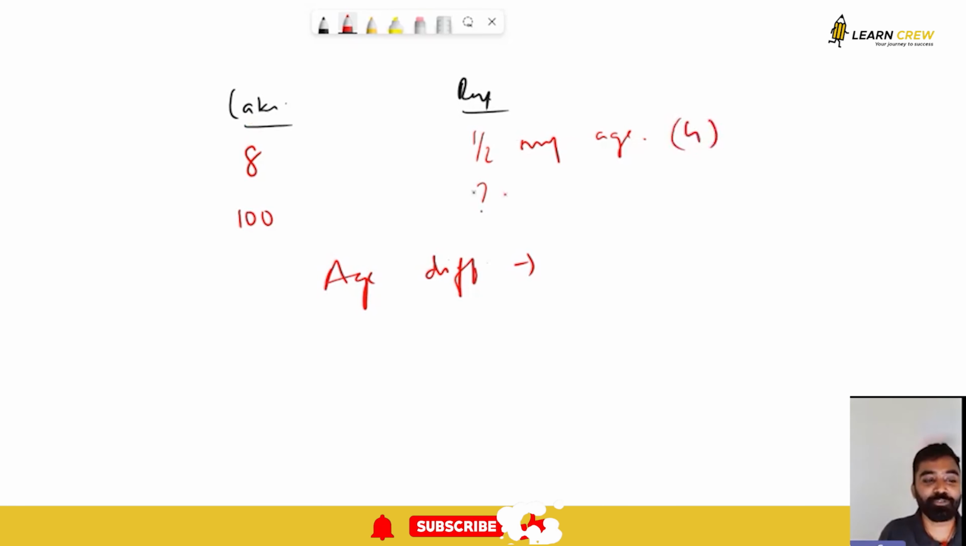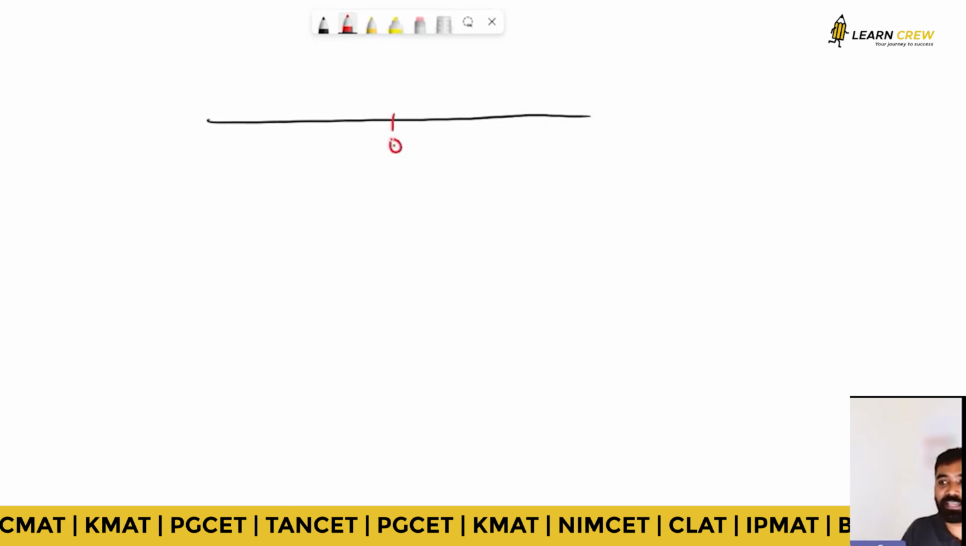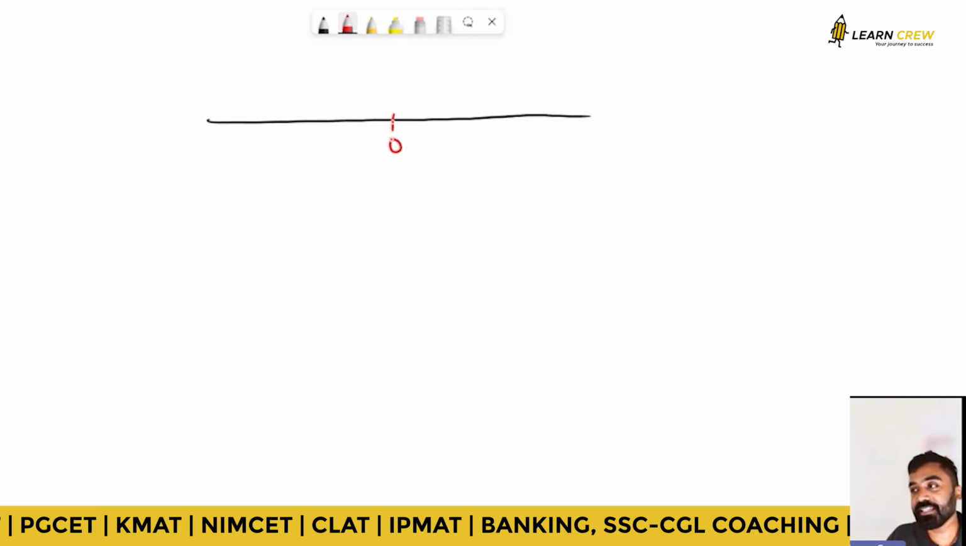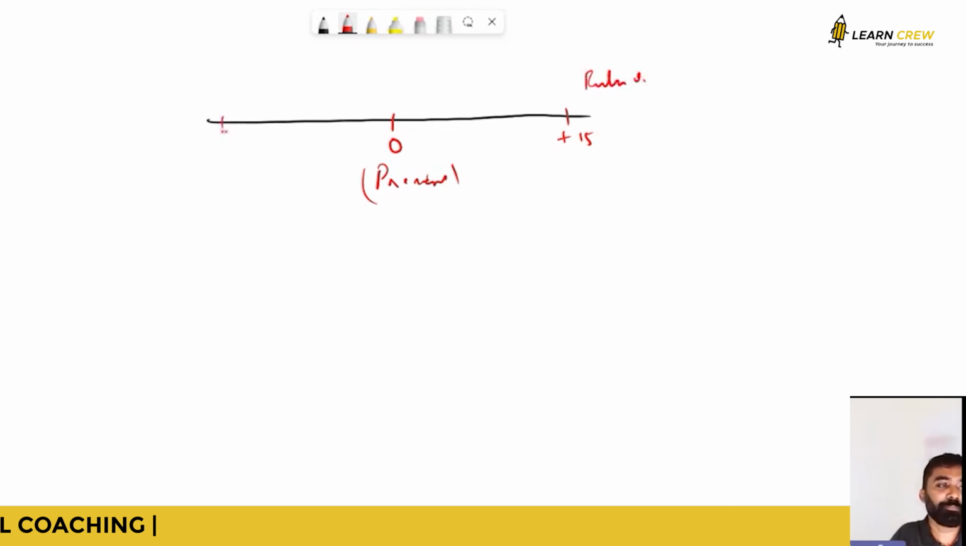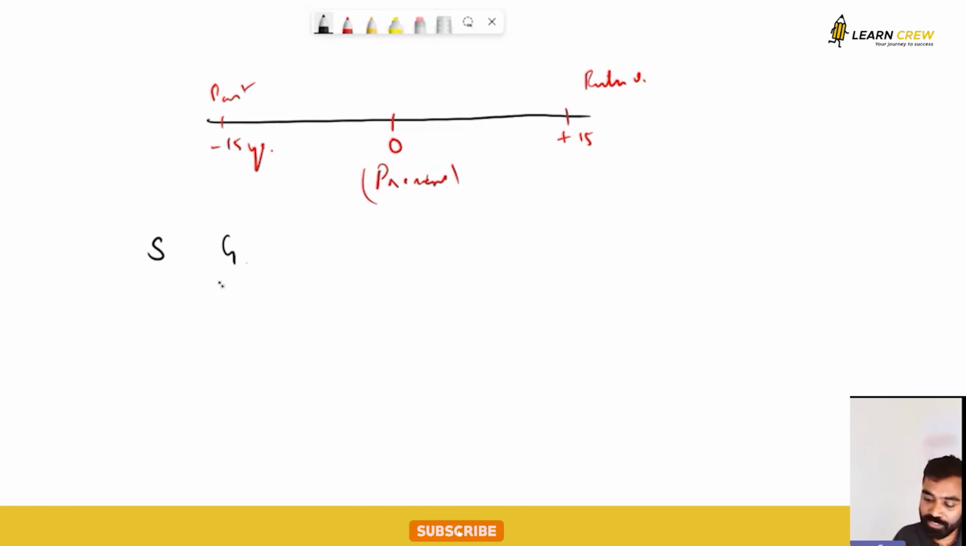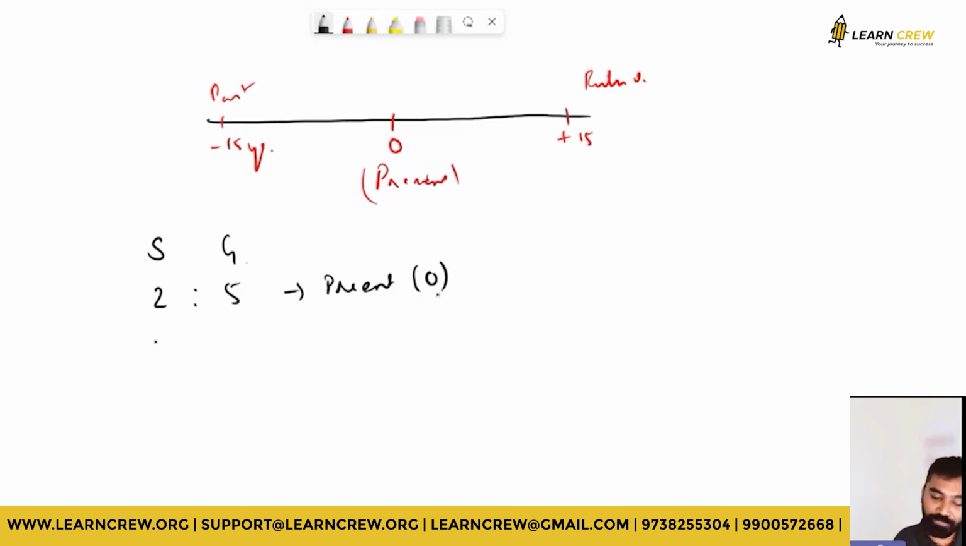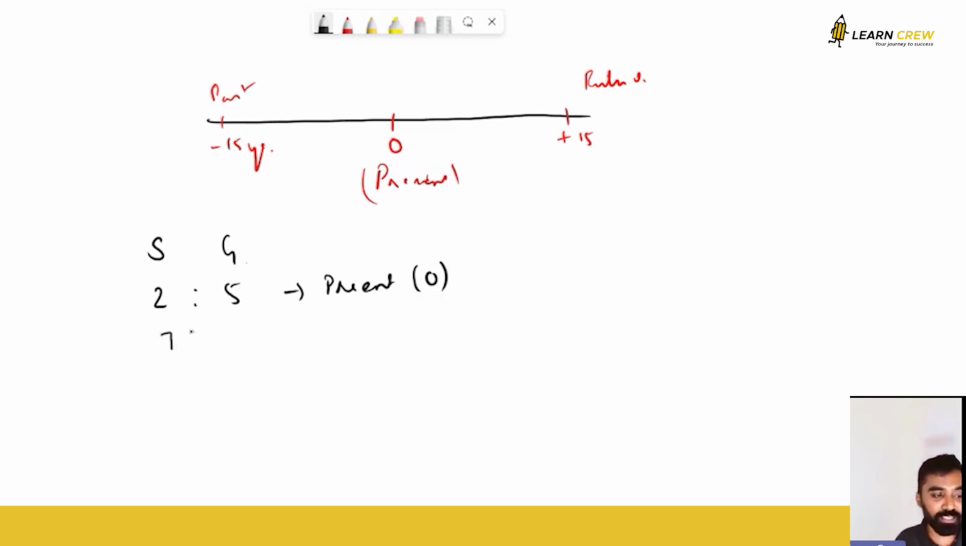I'll repeat it again. Don't worry. For those people who did not understand it, let me repeat it again. Now this is the timeline. In the timeline, the present is represented as 0. Future is represented as positive, and the past is represented as negative. Now, here I have a question of Sita and Geeta, whose ratio is 2:5 in the present time. It means it is 0. Then after 15 years, their ratio will be 7:10. This is future, plus 15 years.